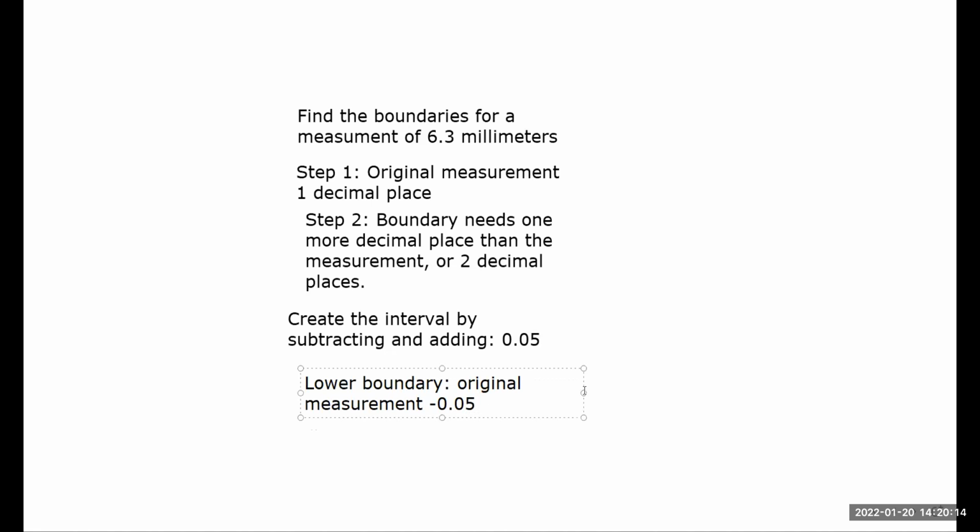Okay, so I'm going to make this just a little bit wider so I can write underneath it. Now, my lower boundary will be my original measurement, which is 6.3 minus 0.05. If you need a little help, use the calculator, but you should find that that comes out to be 6.25, and don't forget your unit, 6.25 millimeters.